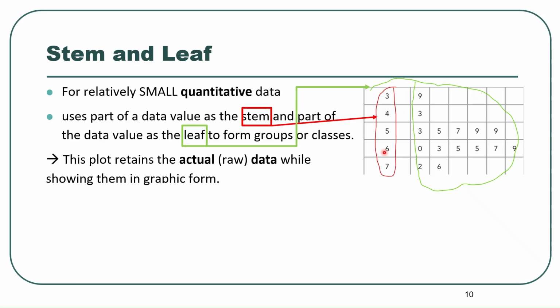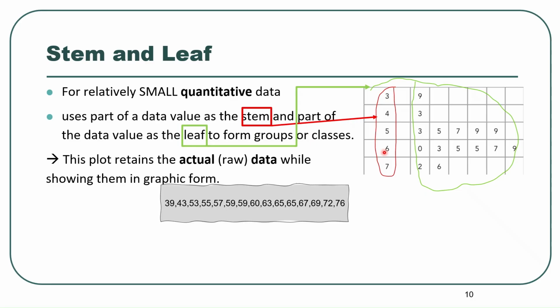And as you see, I can read the original raw data from the stem and leaf plot. So I know from looking at that stem and leaf plot that this is my data set. I keep track of the data values themselves, and this is the actual data, or sometimes we call it raw data.